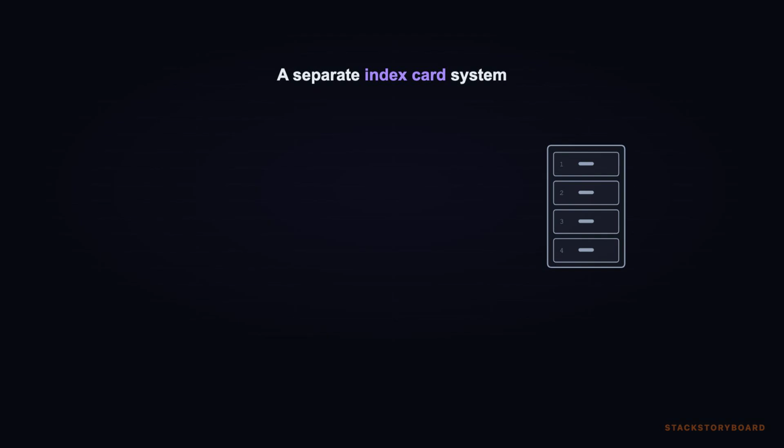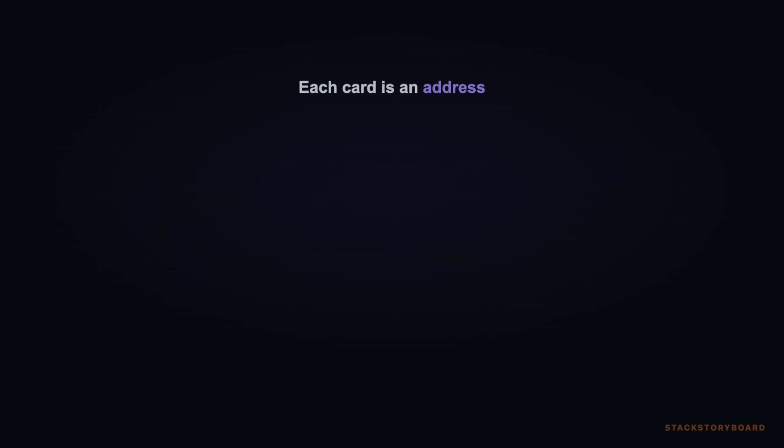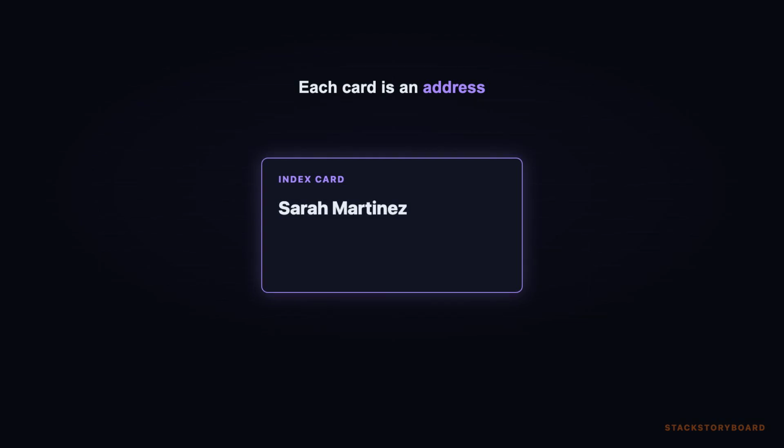Here's the thing. Databases don't just sort the phone book. They build a separate index card system. Think of it like this. The actual data lives in a giant filing cabinet. That's your table. But you also have a small box of index cards on your desk. That's your index. Each card says Sarah Martinez, Cabinet 5, Drawer 47, page 293.